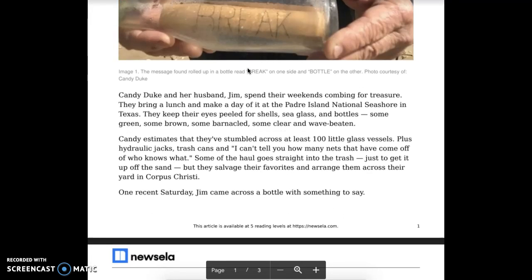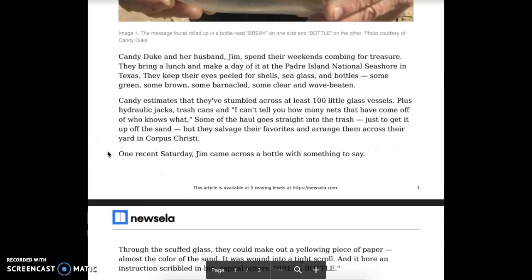Candy Duke and her husband Jim spend their weekends combing for treasure. They bring a lunch and make a day of it at the Padre Island National Seashore in Texas. They keep their eyes peeled for shells, sea glass, and bottles, some green, some brown, some barnacled, some clear, and wave-beaten. Candy estimates that they've stumbled across at least 100 little glass vessels, plus hydraulic jacks, trash cans, and I can't tell you how many nets we have come off of who knows what. Some of the haul goes straight into the trash, just to get it up off the sand. But they salvage their favorites and arrange them across their yard in Corpus Christi.